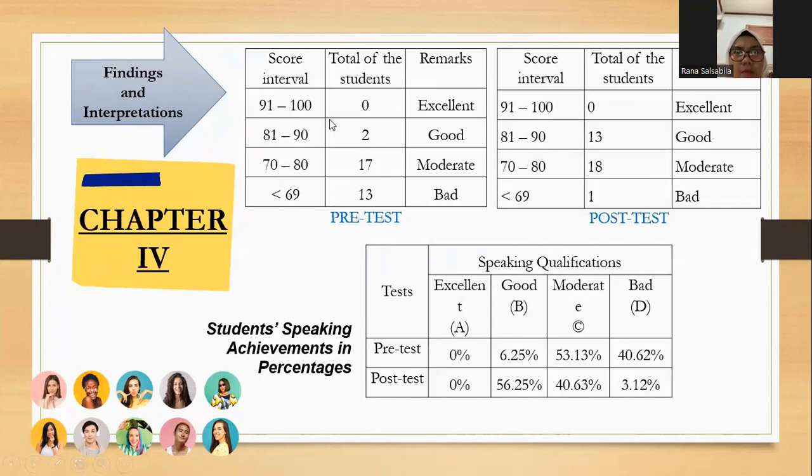While we look at the pre-test, here we have moderate, for example, 17 students, and then in the post-test it increased to 18 students. So we have one student as an addition for the post-test. And the next one, if we look at the last one here, lower than 69, it is 13 students, and the remark here is bad. But look at this one, the total of students here is only one that got the score you can call bad.